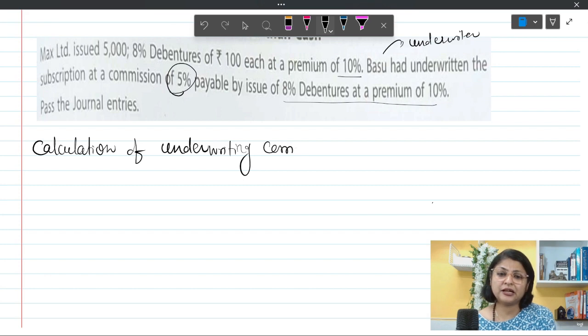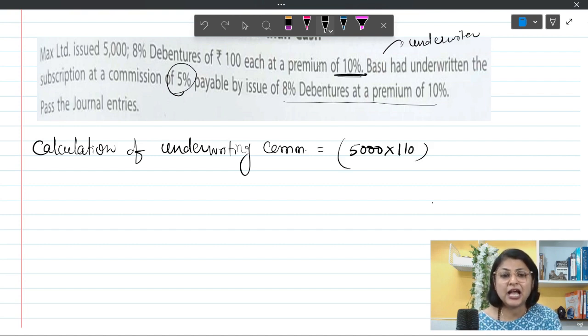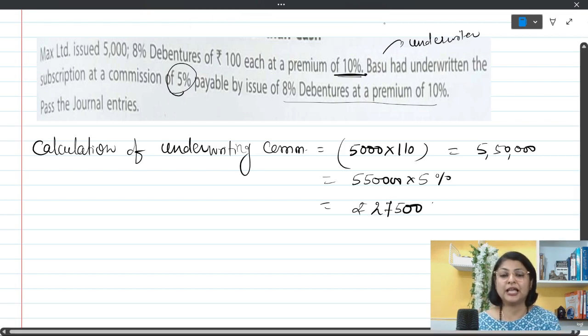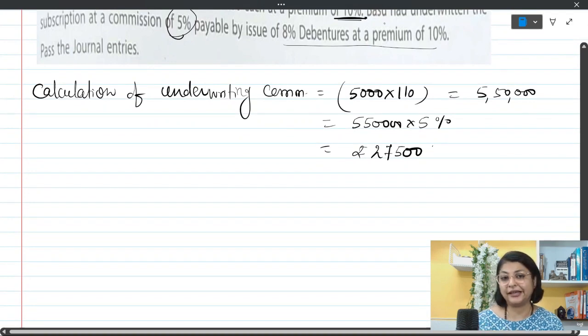So underwriting commission will be calculated like this. Number of debentures are 5,000. They are issued at 110 rupees. Why 110 rupees? You can see, at a premium of 10%. So this is 5,50,000 rupees for which these debentures are issued. So 5,50,000 multiplied by 5%. This is Basu's commission, which is coming up to 27,500, students. So the first part in this question is done, the calculation of underwriting commission.